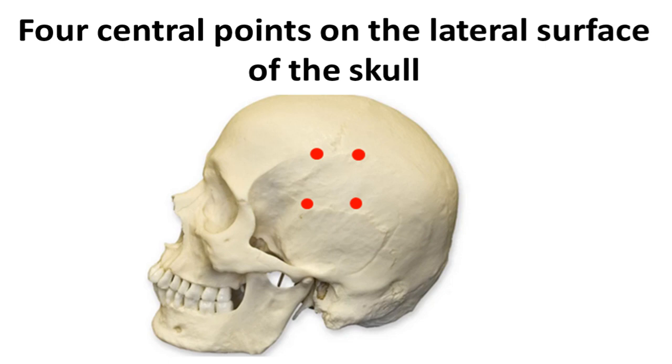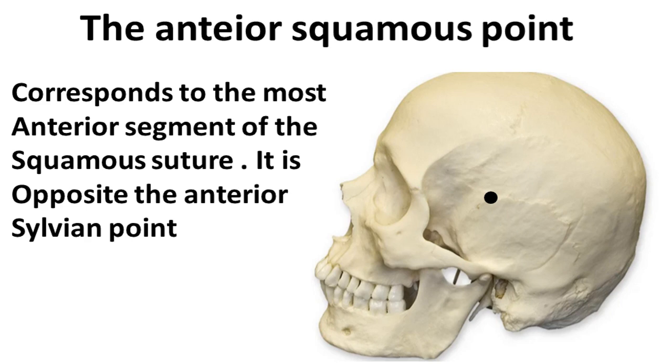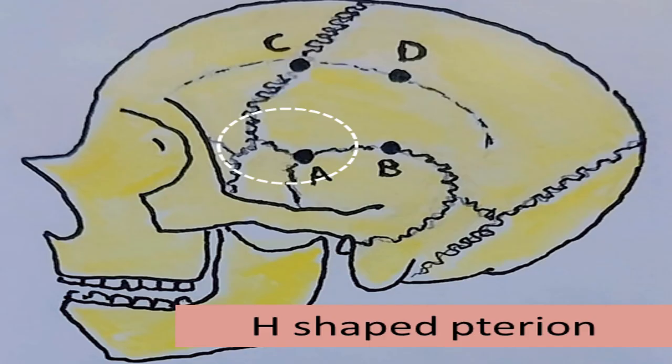On the lateral surface of the skull, we will see 4 important craniometric points. They are depicted here on this diagram. They are ordered as A, B, C, and D. Point A is the anterior squamous point. It represents the most anterior point of the squamous suture. It is the site where the squamous suture is connected to the horizontal line of the edge of the pterion.